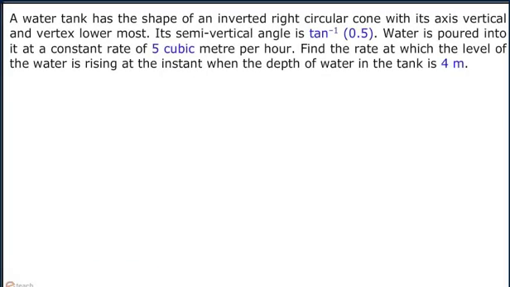A water tank has the shape of an inverted right circular cone with its axis vertical and vertex lowermost. Its semi-vertical angle is tan inverse 0.5. Water is poured into it at a constant rate of 5 cubic meter per hour. Then find the rate at which the level of the water is rising at the instant when the depth of water in the tank is 4 meter.